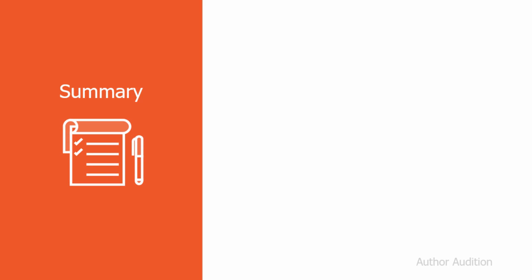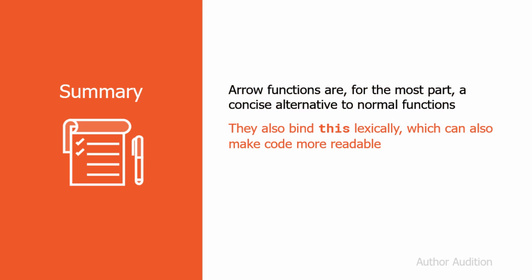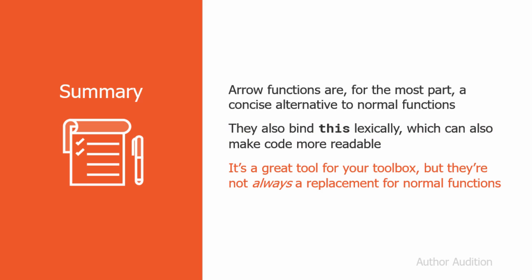I hope by watching this video you now know enough to start using arrow functions out in the wild. What I hope you take away from this video is that arrow functions are largely a syntactic nicety that can improve the readability of your code, but they also make the this keyword behave more intuitively, which in turn also contributes to readability. I hope you're really excited about arrow functions like I am, but because they're not always equivalent to normal functions, you probably don't want to use them everywhere, no matter how tempting it might be.